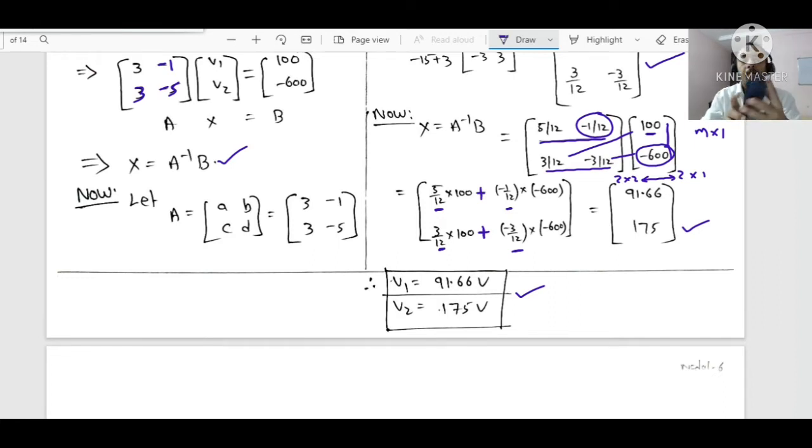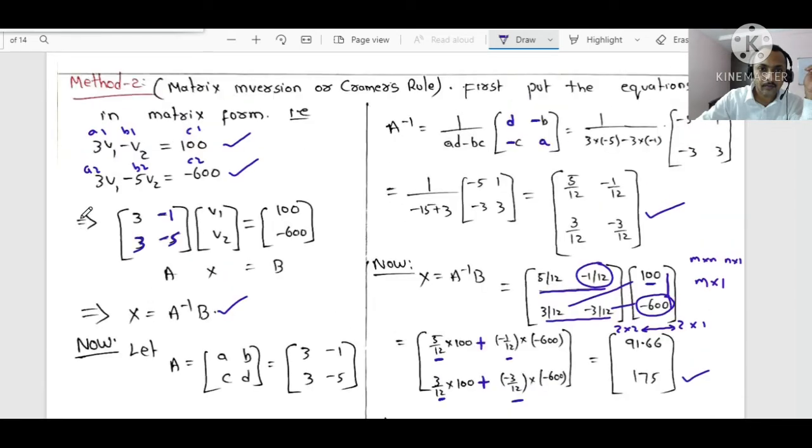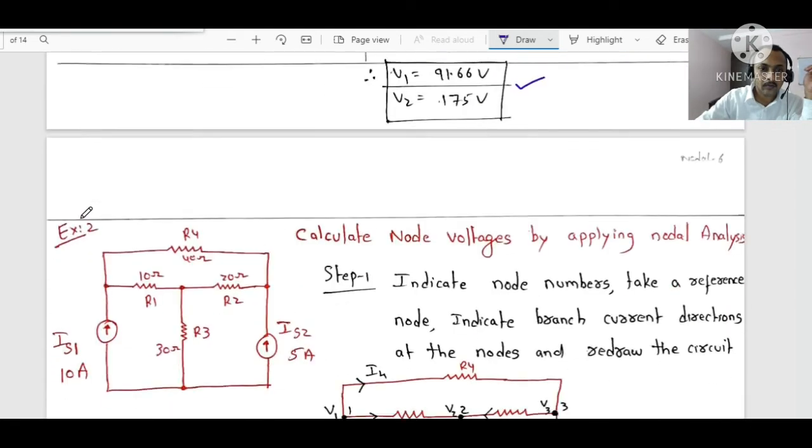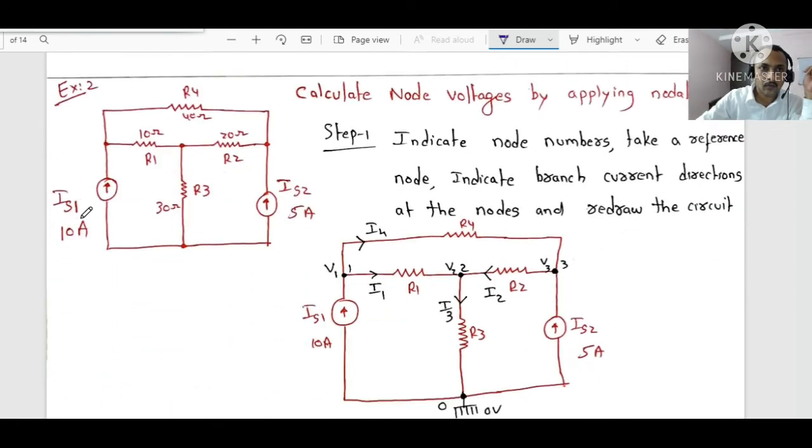If you press mode to reset the calculator, in FX 991 MS model, if you press mode 1, 2 twice, you will get equations mode. You go into the equations mode and you solve that. Okay, that is the third way. Now let me discuss one more example.